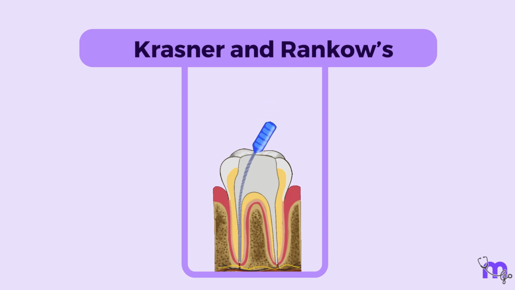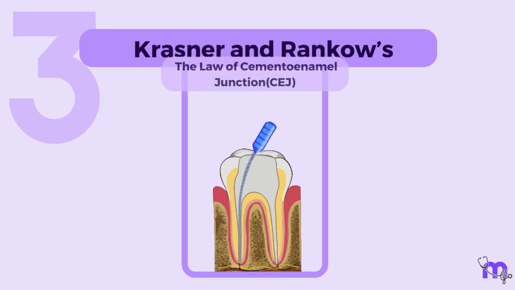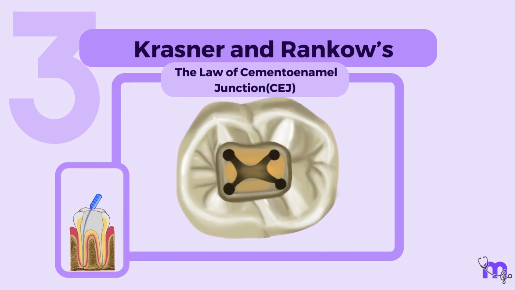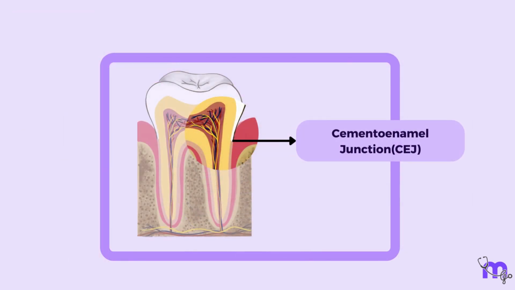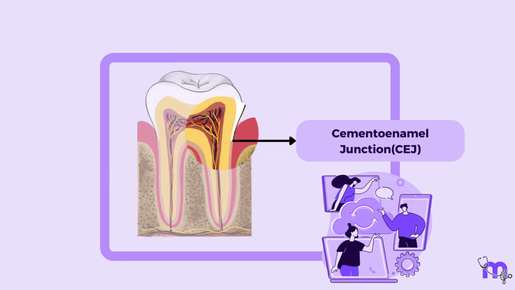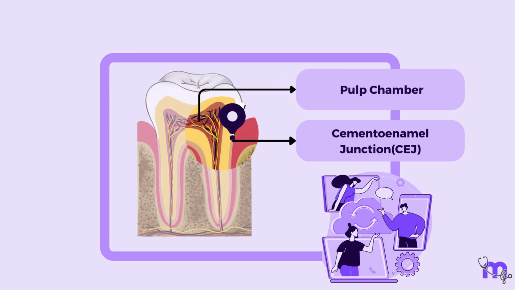This was swiftly done using the third law, the law of CEJ, which says that the distance from the external surface of the clinical crown to the wall of the pulp chamber is the same throughout the tooth circumference. The CEJ is the most consistent, repeatable landmark for locating the position of the pulp chamber.